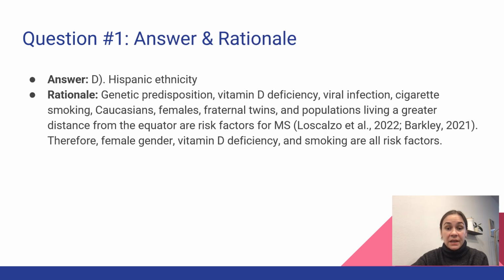The answer is D, Hispanic ethnicity. Genetic predisposition, vitamin D deficiency, viral infection, cigarette smoking, Caucasians, females, twins, and populations living a greater distance from the equator are risk factors for MS. Therefore, female gender, vitamin D deficiency, and smoking are all risk factors.